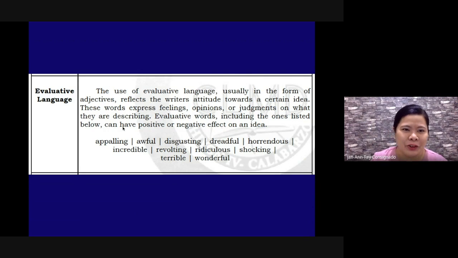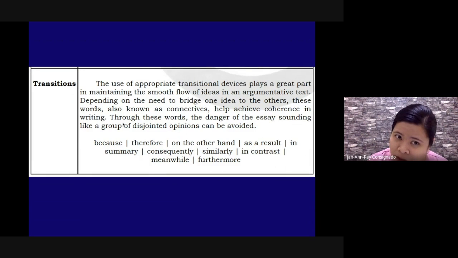Evaluative language. How about transitions? The use of appropriate transitional devices plays a great part in maintaining the smooth flow of ideas in an argumentative text. Depending on the need to bridge one idea to the others, these words, also known as connectives, help achieve coherence in writing. Through these words, the danger of the essay sounding like a group of disjointed opinions can be avoided.